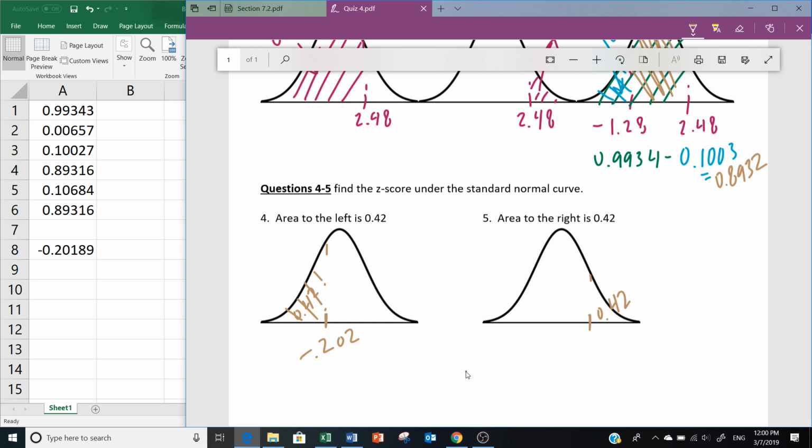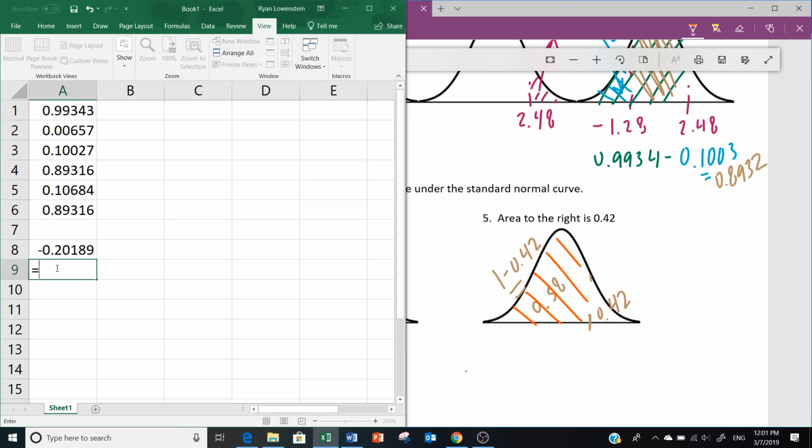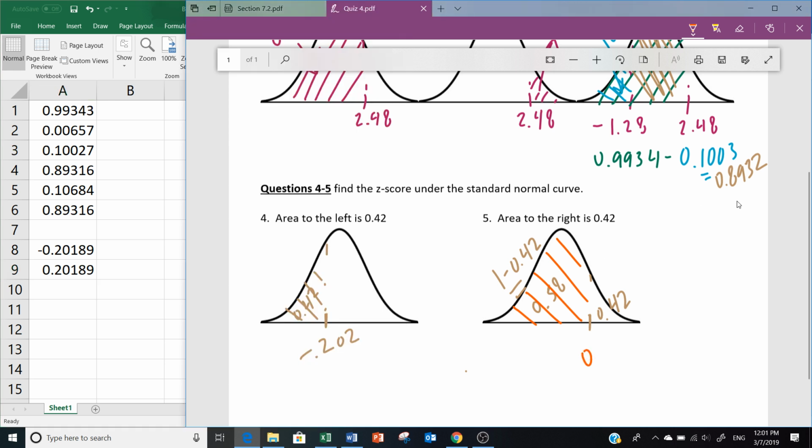58. Very good. So if you do 1 minus 0.42, you'll be left with 0.58, and that's the area on the left side. So my left area is 0.58, so that's what you want to enter into Excel. You want to do norm.s.inv of 0.58, you get positive 0.202, and so that's the answer. Okay, questions on number 5.